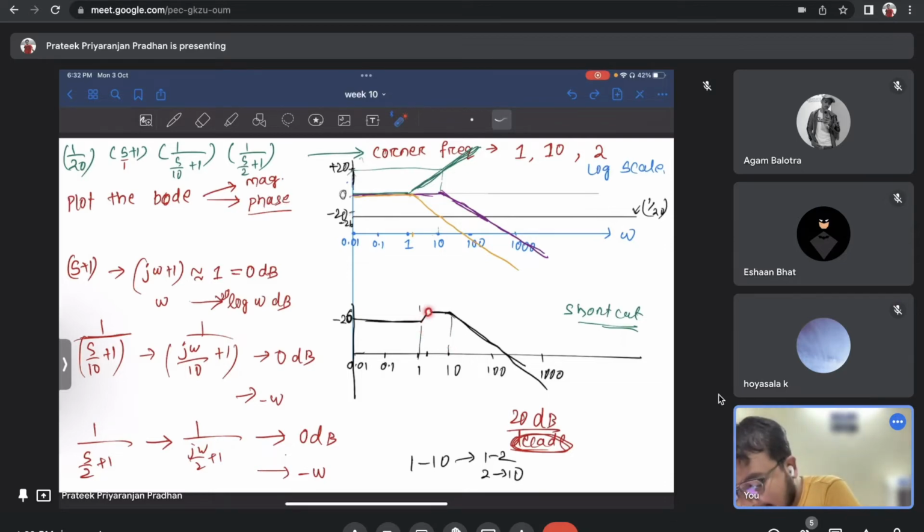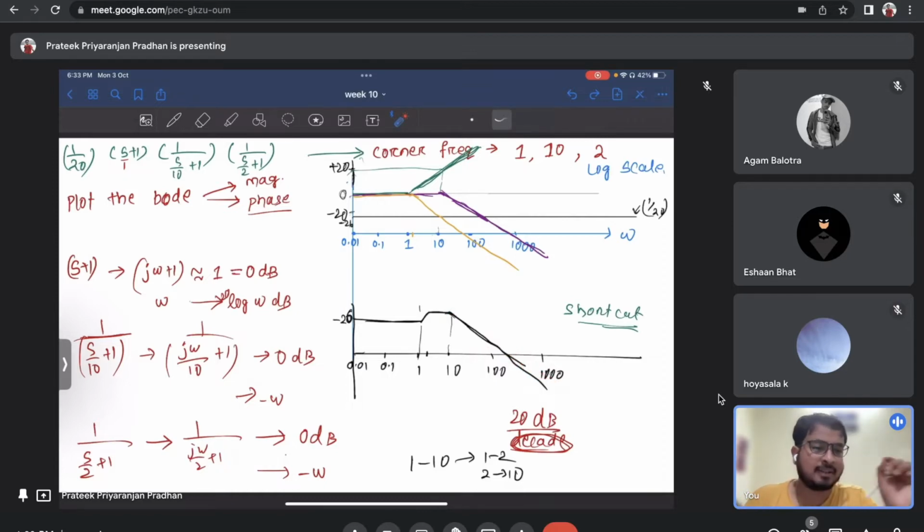Then at the next corner frequency, if there is another zero, it will again be plus 20. So initially it was 20, plus 20 dB, so with another zero that means it will be 40 dB per decade. If there is a pole, it was plus 20 dB and the pole will introduce minus 20 dB. That's why it was a straight line. After that, at the third corner frequency, you were introduced with another pole. That's why negative 20 dB per decade.